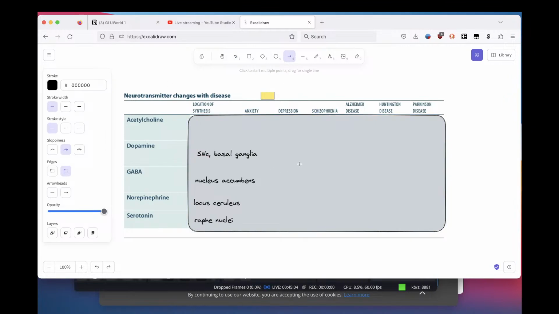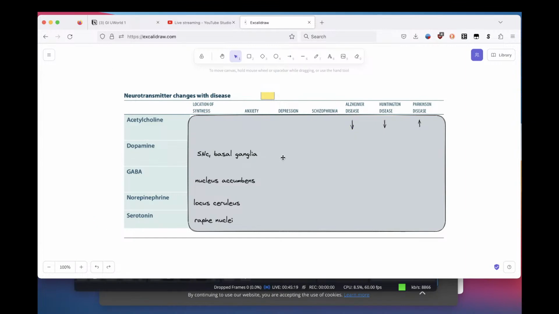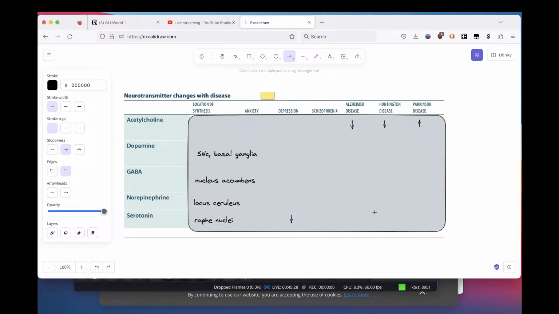Okay. Acetylcholine is increased in Parkinson's disease, but you're going to have it decreased in Huntington disease, and I think in Alzheimer's also it's decreased. Okay. Depression, you're definitely going to have decreased serotonin. I don't remember these. I think in Parkinson's also you have decreased serotonin.